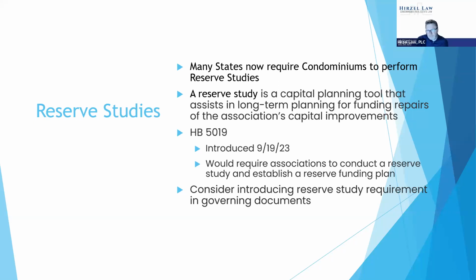House Bill 5019 was introduced just over a week ago, last Tuesday, September 19th. It would require associations to conduct a reserve study if they have over 20 units or a budget of over $20,000 and to establish a reserve funding plan. The reason I've included it here is, topically, at least, as a board assesses what its governing documents say, you may want to consider including a reserve study requirement that tracks the requirements of the act, or at least references the requirements of the bill.